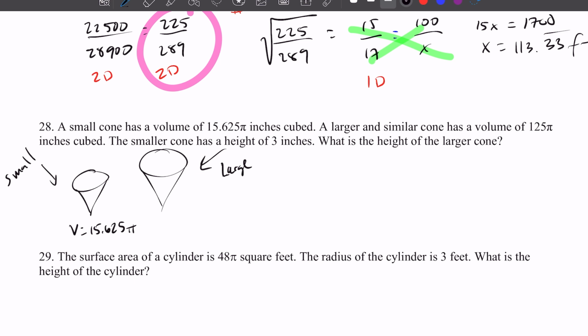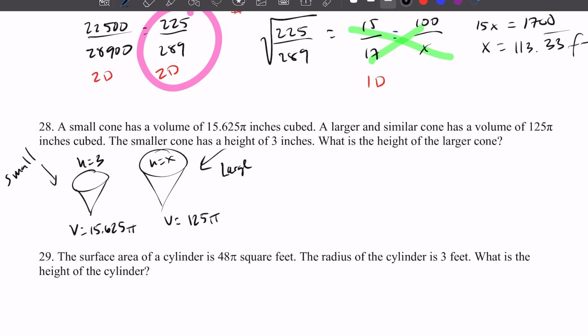It does say that the larger and similar cone has a volume of 125 pi inches cubed. And we can determine the height of the smaller cone, which says it's 3 inches. So the height of this thing is 3 inches. What is the height of the larger cone? So that is, of course, my unknown. Okay?